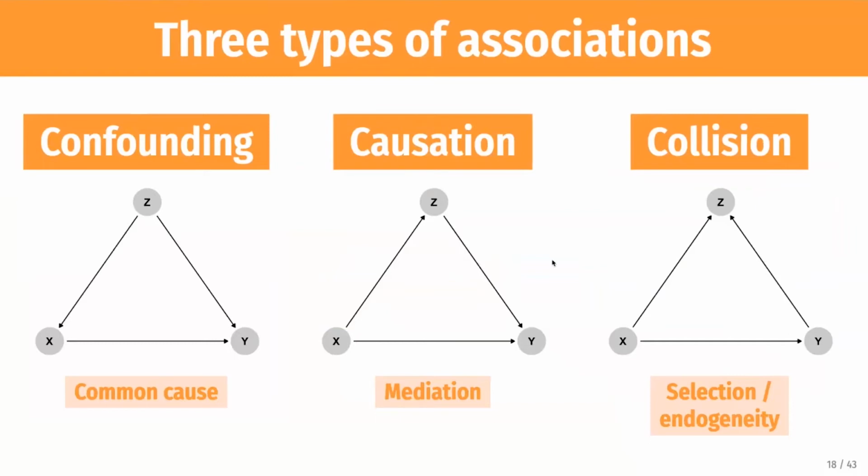In general, there are 3 types of associations or links between nodes here. There's confounding, which we've kind of talked about already. It's this idea of having a common cause. So Z causes X and Z causes Y, and X also causes Y. And so Z is messing up that relationship. It's confounding it. And so we'll talk about this in a minute.